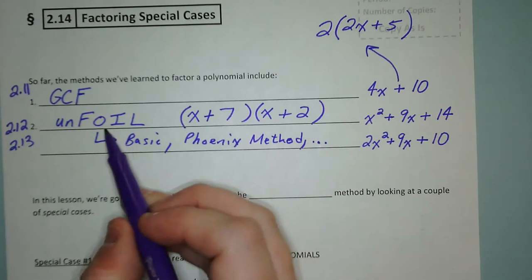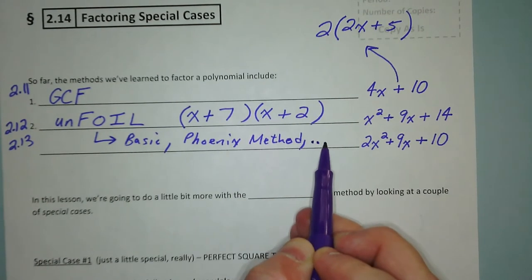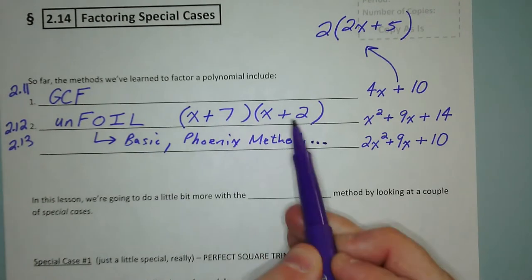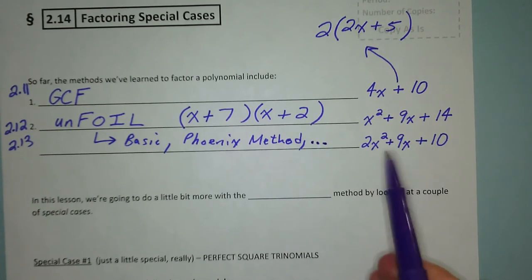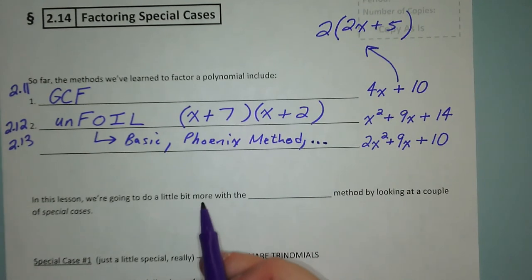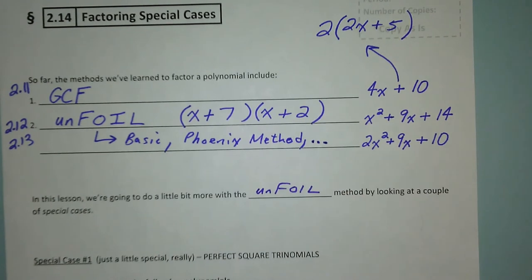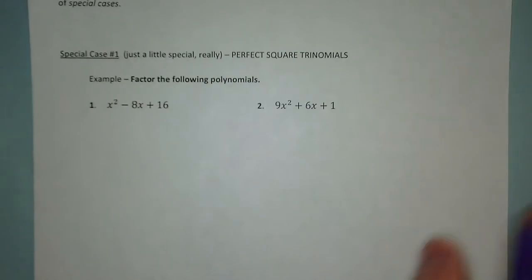So guess what? Unfoil, when I put this dot, dot, dot here, there's a little bit more to the story with unfoil. So again, so far we have basic unfoil, and then we have the kind of unfoil that we want to use the Phoenix method to get us. So in this lesson, we're going to do a little bit more with the unfoil method by looking at a couple of special cases. Here we go.